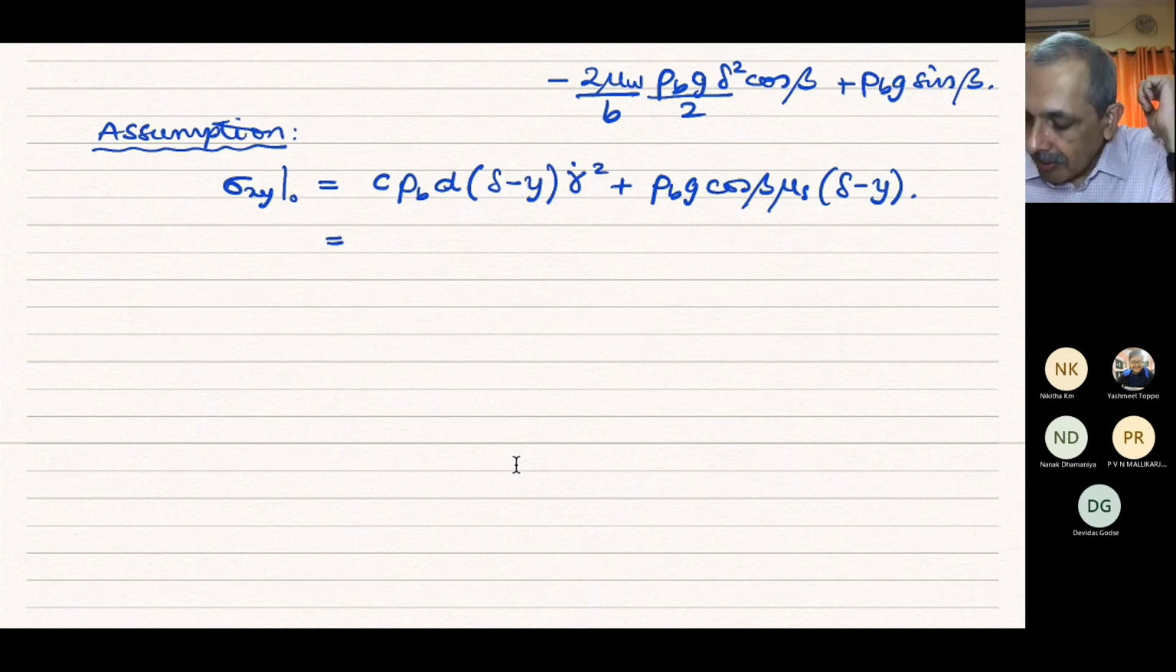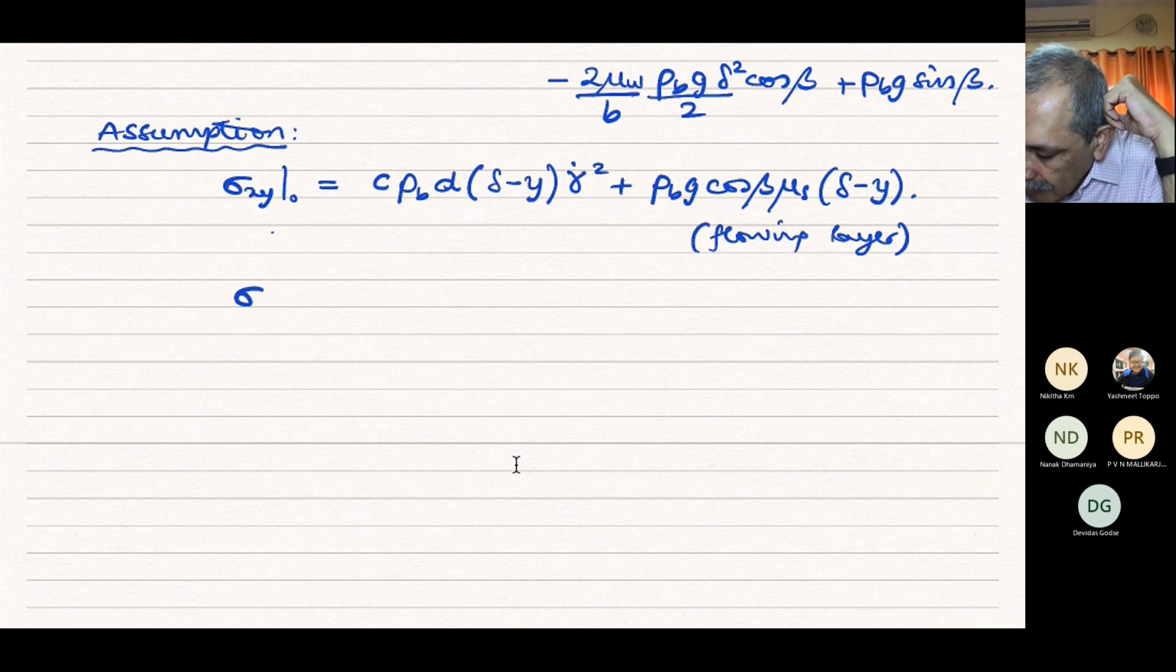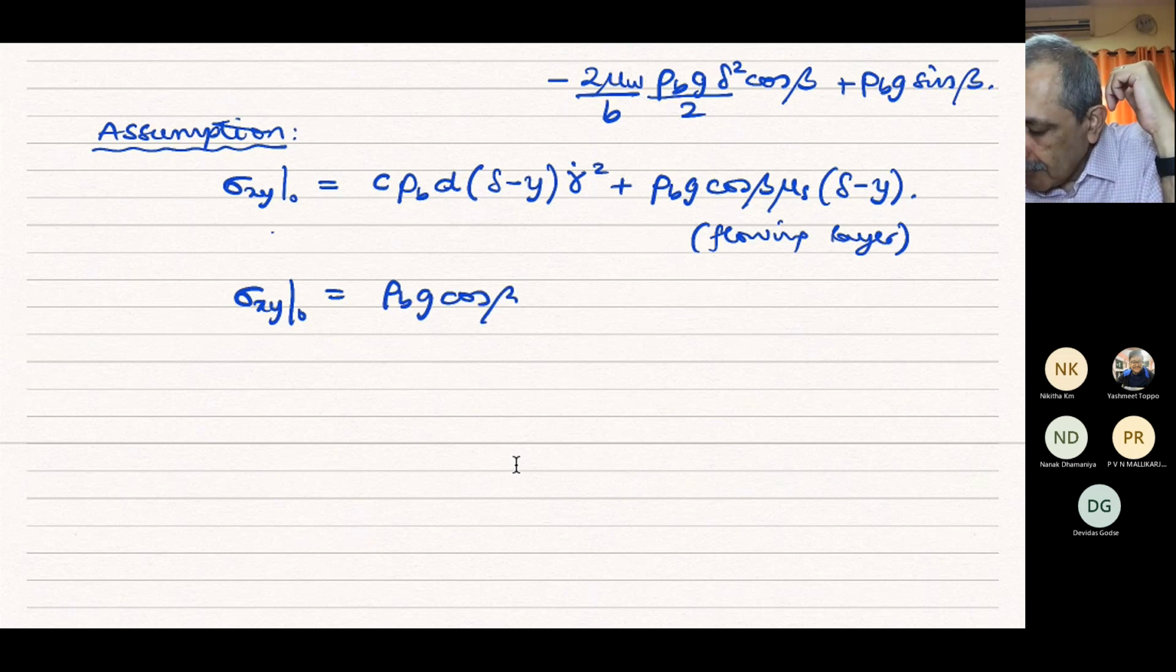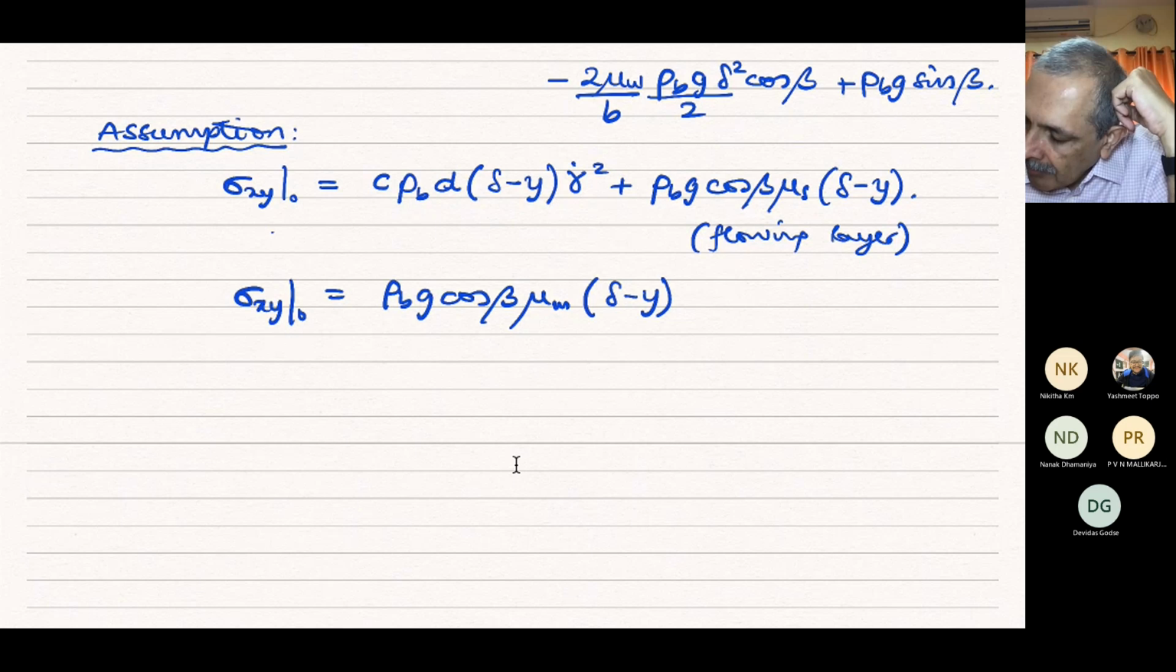So we can also write it as, this is for the flowing layer. And then we can also write the same thing for the fixed bed. In the fixed bed, it's just purely frictional. So you'll have rho Bg cos beta into another coefficient of friction mu m times delta minus y. So this is really the two things.